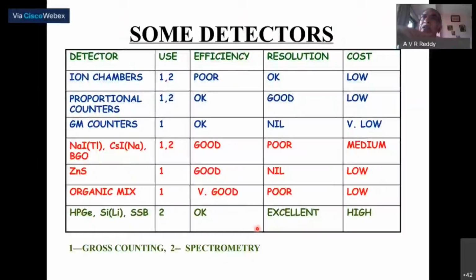Mainly, they are used for spectrometry. In principle, gross counting can be done, but it is unwise to use them for gross counting. The efficiency is okay, the resolution is excellent, and the price, of course, is high. This BGO means bismuth germanium oxide. This acts as a semiconductor.